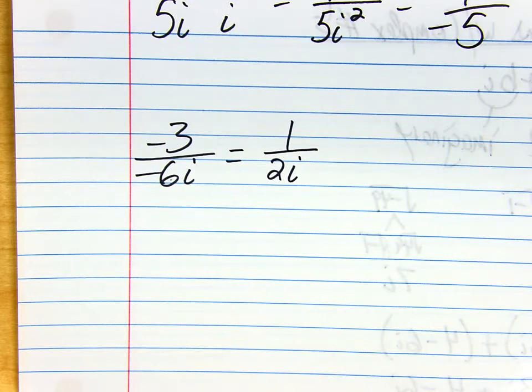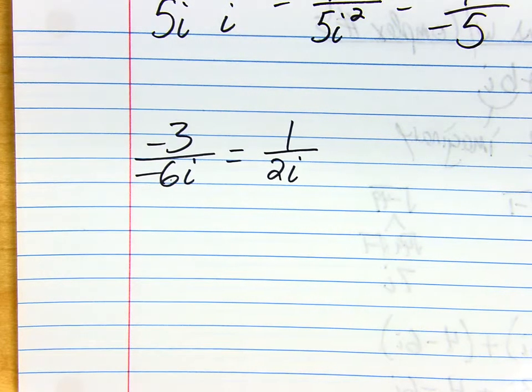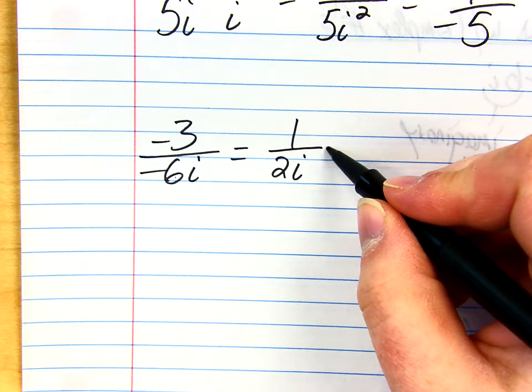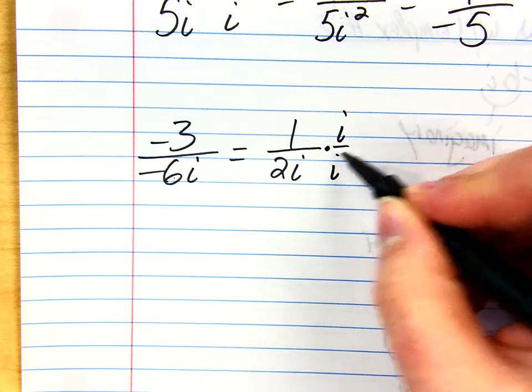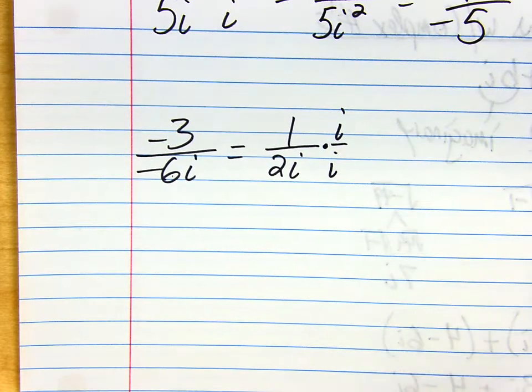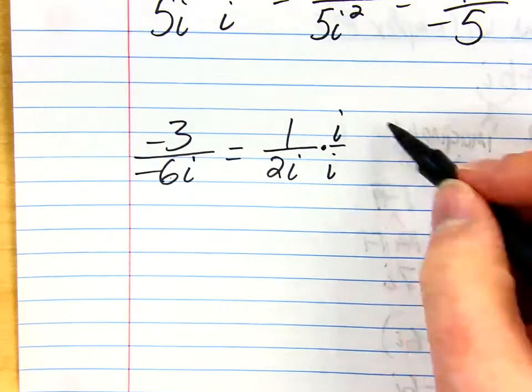I still have to take care of this i. It doesn't matter if I do it, if you did the other way around, who cares? Our final answer should end up the same. So I have to get rid of this i, so I do what? Yes. And do you know why I'm multiplying by i/i? What is i/i really? 1. When you multiply something by 1, you're not changing its value, right? So I'm allowed to do this.